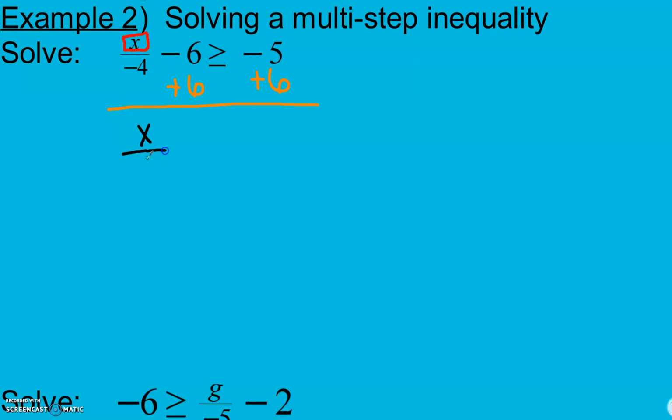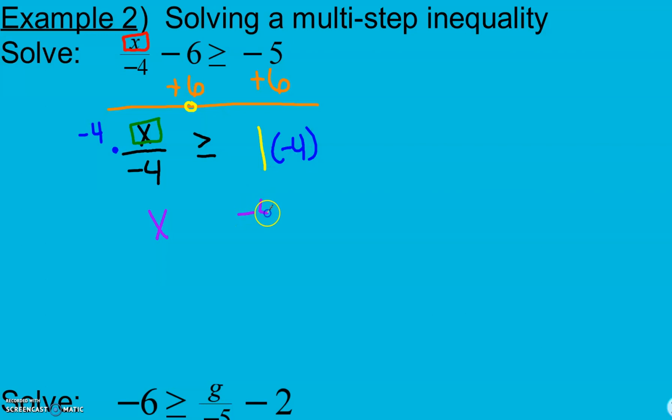And if I change one side, I have to change both. I didn't change my x divided by negative 4, but negative 6 plus 6 gives me 0. Negative 5 plus 6 gives me 1. And since all I did was add here, I didn't change my inequality. Now, my variable is being divided by negative 4. So I can get rid of division by multiplying by negative 4. If I change one side, I have to change both. Anything divided by itself is 1, and 1 times x gives me just x.